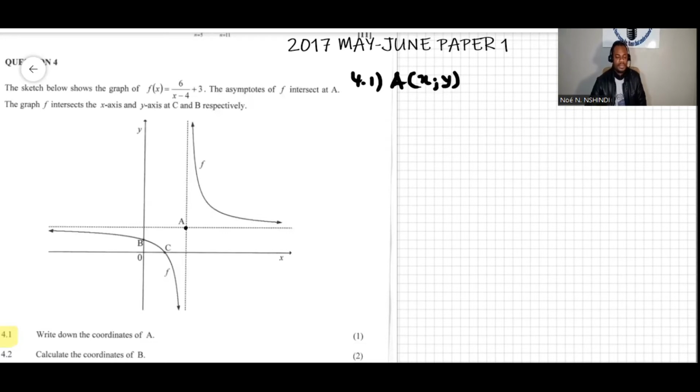Well, if you look carefully, A is the point at the intersection of the asymptotes of the hyperbola f. We know that the hyperbola is of the form y equals a over x minus p plus q, where p and q are the vertical and horizontal asymptotes. The vertical asymptote is p and q is the horizontal asymptote. Now, in this situation, we can clearly see that p is 4 and q is 3.